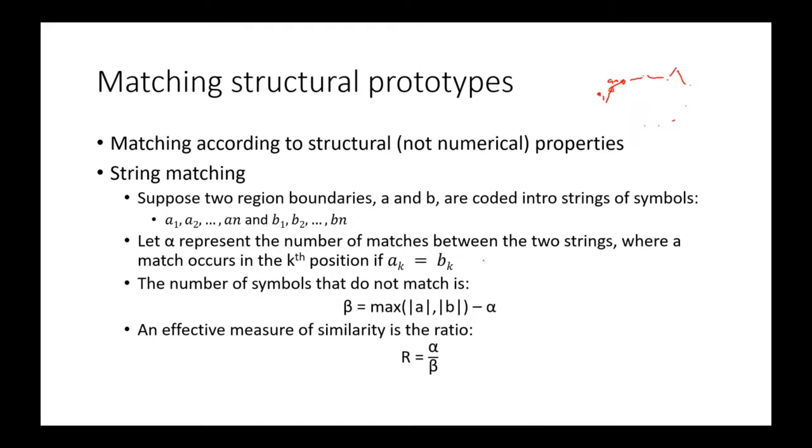So let alpha represent the number of matches between the two strings, between this string here and this string here. If a match occurs at the kth position, we say that a_k is equal to b_k. Then I measure the similarity by the ratio between the number of matches and the number of mismatches.